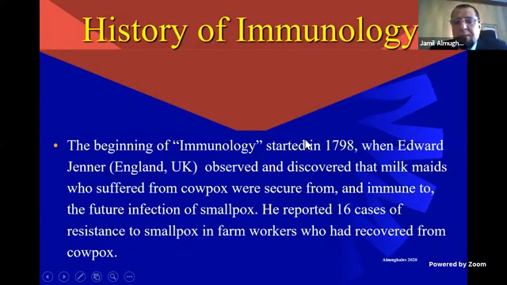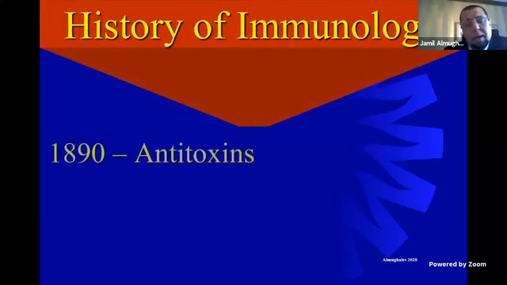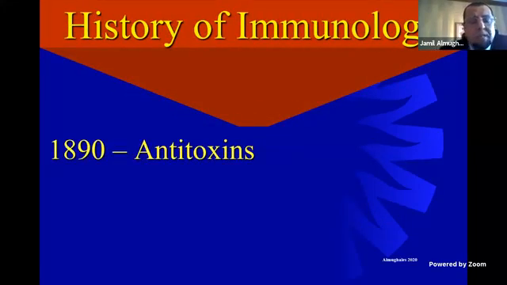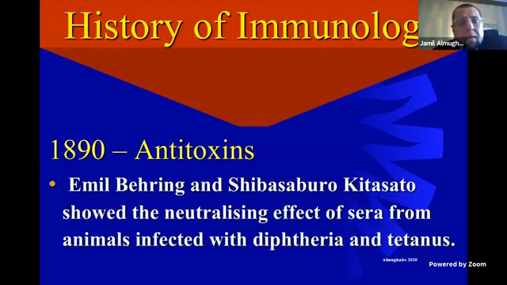milkmaids who suffered from cowpox were secure from and immune to future infection of smallpox. That was the first important discovery, that there is something in our body that can protect us. Then he reported 16 cases of resistance to smallpox in farm workers who had recovered from cowpox. Later, antitoxin was discovered in 1990 by Emil Behring and his group, who showed the neutralizing effect of sera from animals infected with diphtheria and tetanus.